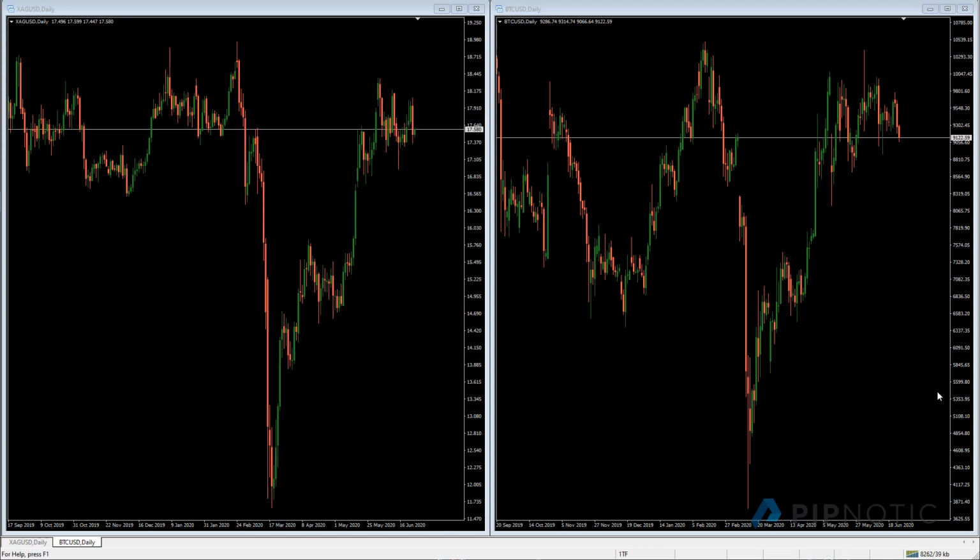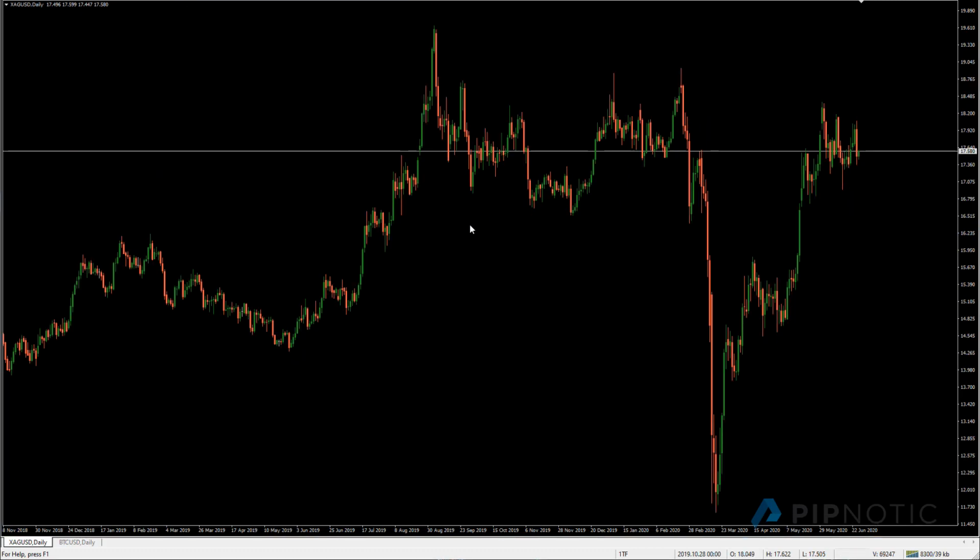Look how much these two look like each other. Isn't that interesting? Obviously the common denominator is the American dollar, but we still have very different assets on the opposite side of the equation here. It's quite interesting. Let's have a look at this one first, where we have this enormous departure lower.